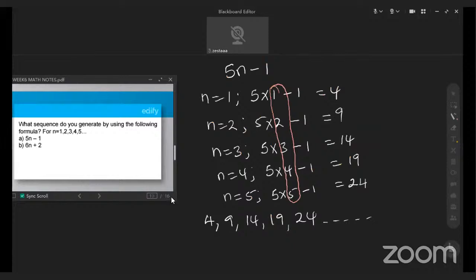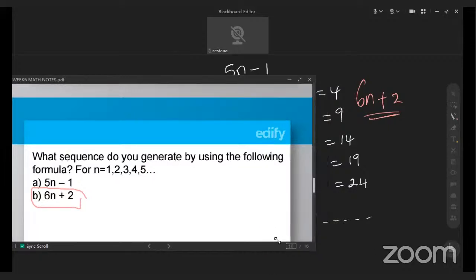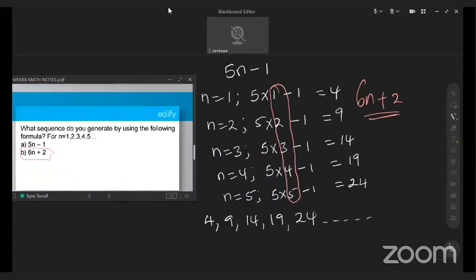So can you work out the other one? You're going to give me the sequence. Work out this one here, for 6n plus 2, write the sequence and type it in the chat, as I answer some questions as we close, before we go for lunch.